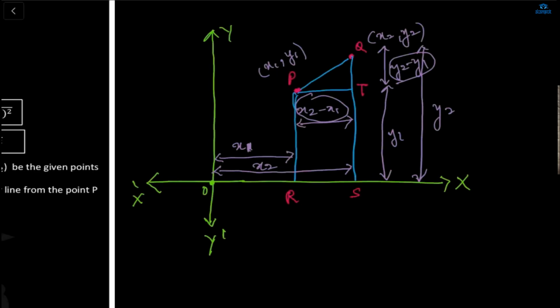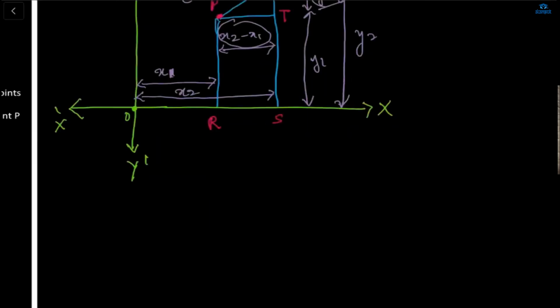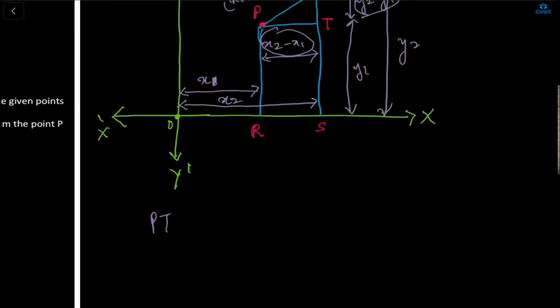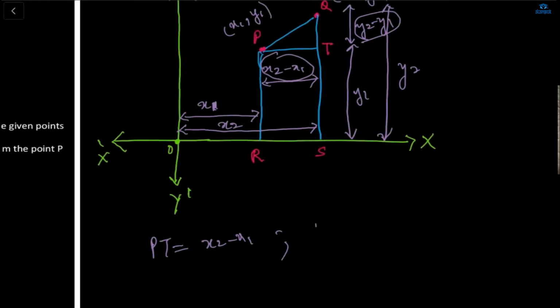Now we need to find out the distance between P and Q. So the value of PT we have got as x2 minus x1. And what is the value of QT? QT we have got as y2 minus y1. Now I have told you that I am drawing PT perpendicular to QS, so perpendicular means this is 90 degrees. Now here a right angle triangle is formed, and in a right angle triangle, how can we find out the hypotenuse? See, PQ becomes the hypotenuse. So what will be the value of PQ?